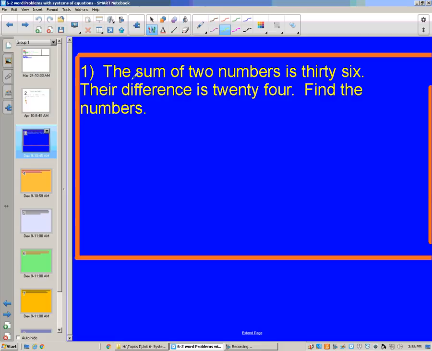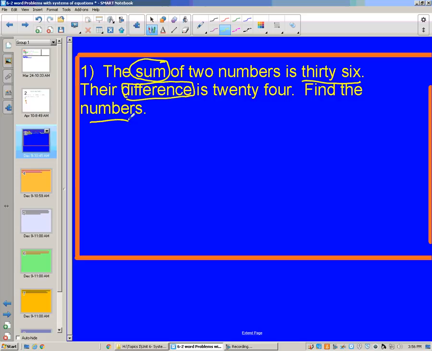Okay, so: the sum of two numbers. There are certain things you always have to keep in mind. Important words are sum, product, difference, because they're telling you that there's something going on between two or more numbers. The sum is the answer to an addition, so you know there's going to be an addition happening. The sum of two numbers is 36. The difference, here's another important word, is 24.